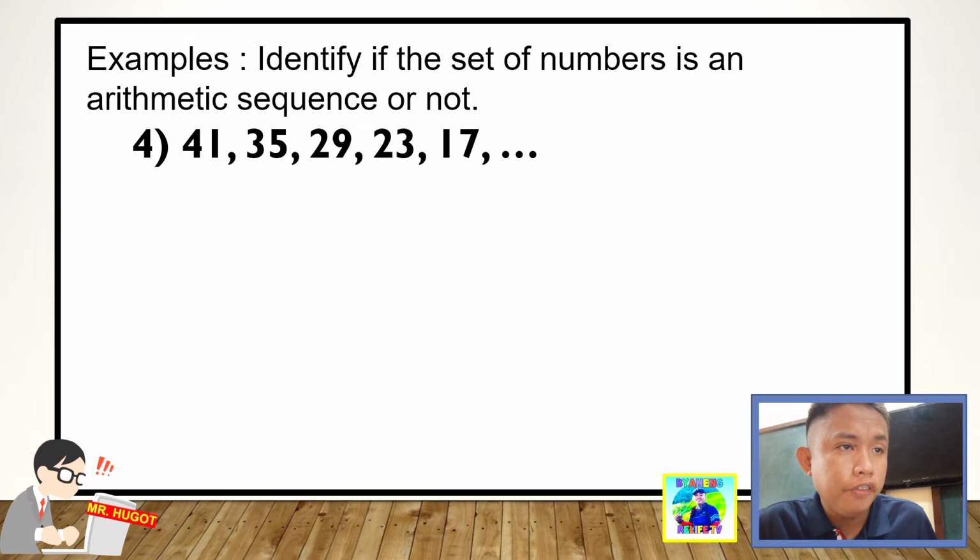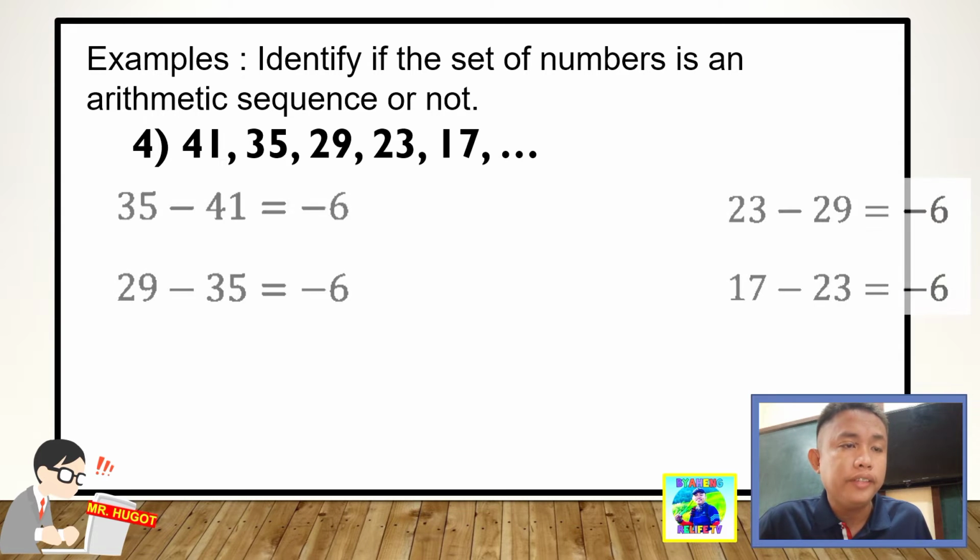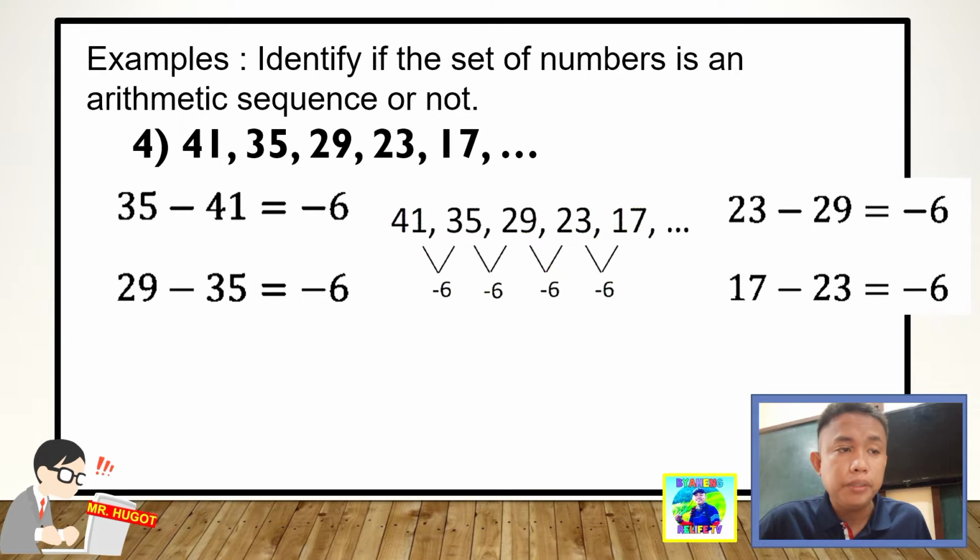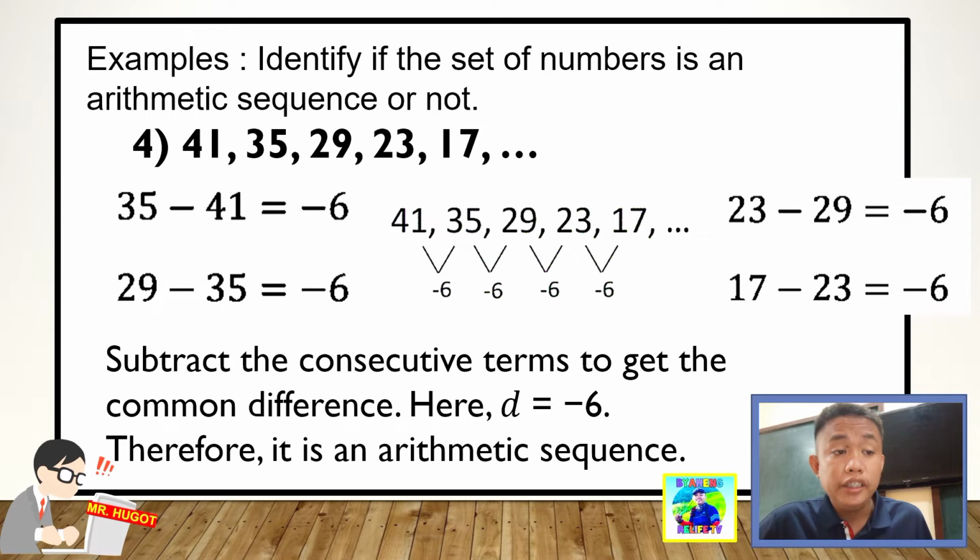We'll continue with number 5 example. 41, 35, 29, 23, and 17. So, getting their difference, that will be negative 6. So, yun po yung sagot. And definitely, this is an arithmetic sequence. Okay? So, guys, ang arithmetic sequence, ang common difference niya will not only be possible for positive numbers, but also for negative numbers. Kung napansin nyo, yung kanina pataas, ito naman pababa. And definitely that is a sign that the common difference of the sequence is a negative number.